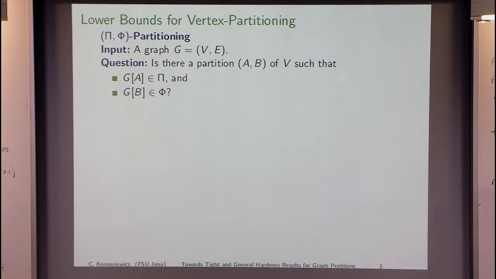And the hardness for this monopolar recognition problem is actually proven by a very general result, which is about partitioning a graph into graphs with two different properties, pi and phi. So we have this pi-phi partitioning problem. The input is a graph. Again, we want to partition it, and one side should be in the graph class pi, and the other side should be in the graph class phi. So in our example, pi is being an independent set, and phi is being a cluster graph.